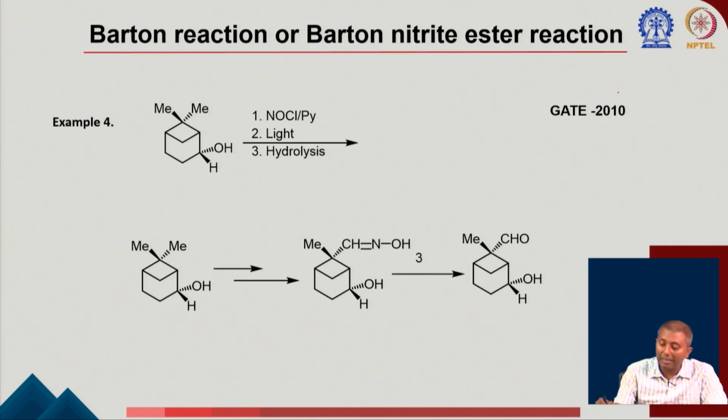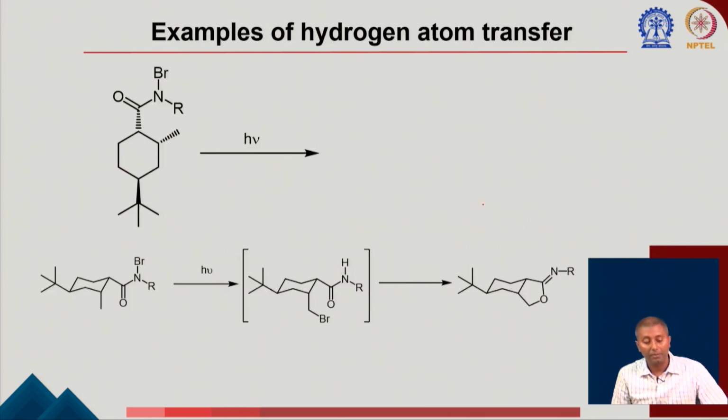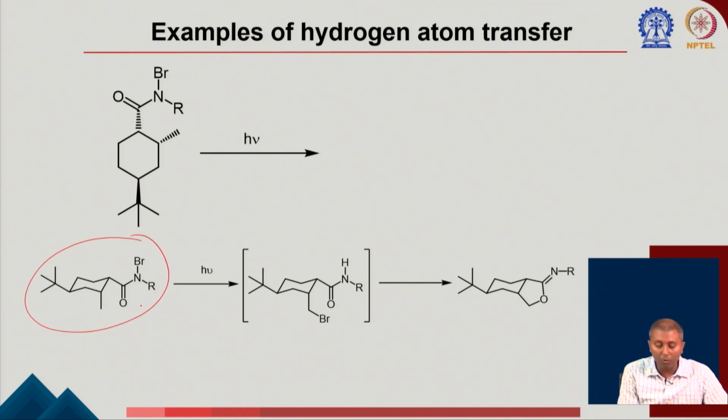Another example came in the GATE here. What are you going to see here? You have this OH group, and then you have this methyl. So, OH is going to form the corresponding NO, going to go for hydrogen atom abstraction from the methyl, 1,5 hydrogen atom abstraction, and then if you put the hydrolysis condition, then it will go to the corresponding aldehyde. Another example here in this compound, again you have this N-bromo, which is going to go for hydrogen atom abstraction. So, there will be again 1, 2, 3, 4, 5, 1,5 hydrogen abstraction to get this corresponding bromide, and then what is going to happen? It can go for intramolecular cyclization to form this product.